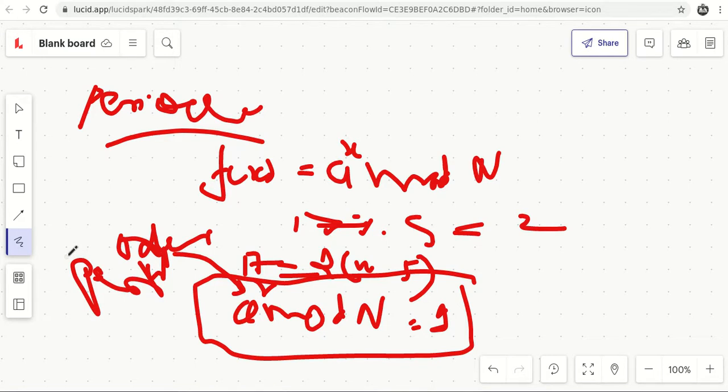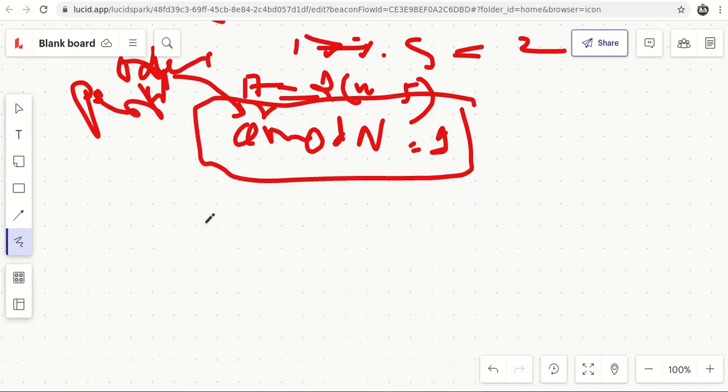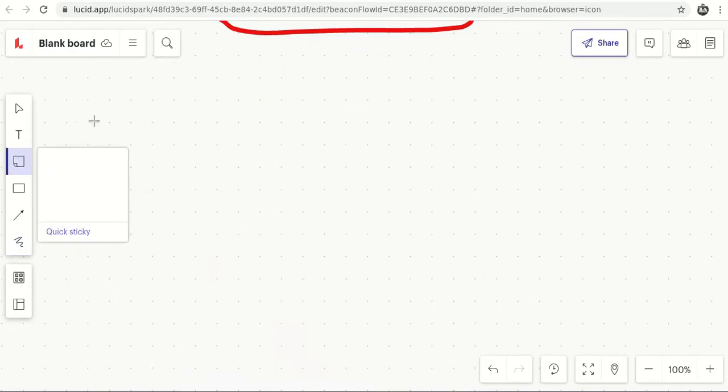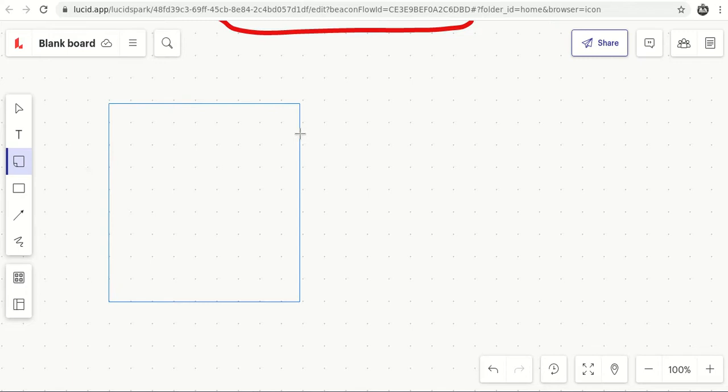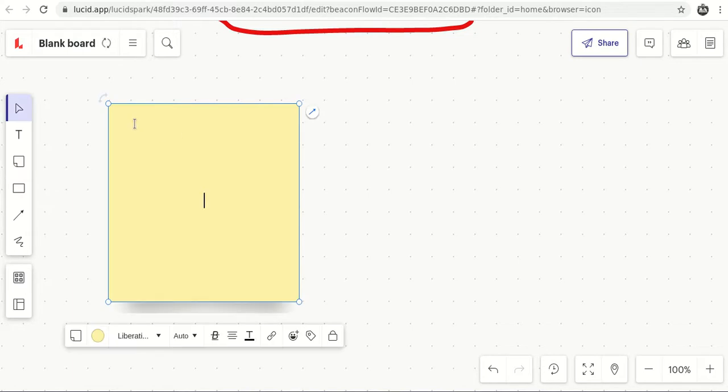So what is Shor's algorithm doing? The steps. Step 1: pick a number a that is coprime with n.